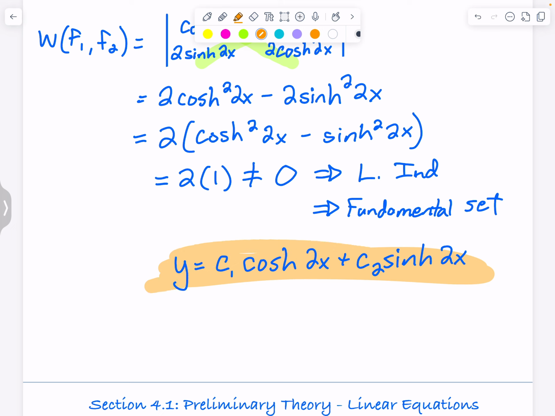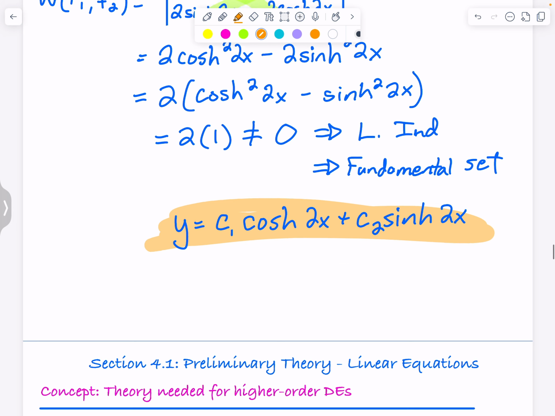All right, so it's pretty nice. As soon as you can show that they are linearly independent, you have actually grabbed a general solution for that homogeneous equation. All right, we're going to do another example like this. And then there is a new theory that we can piggyback off of this.